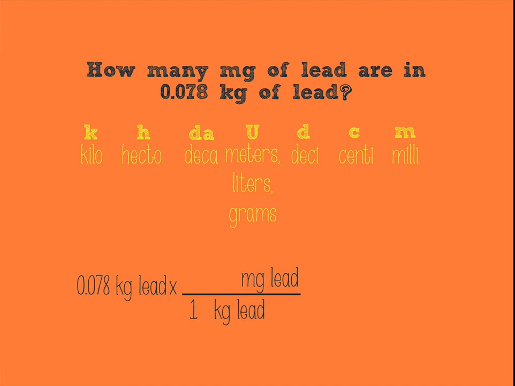So starting over at kilo, which is the largest, we're going to see how many times we have to move over to get to milli. Each time represents a factor of 10. So we have 10 times 10 times 10 times 10 times 10 times 10. So that is 1 million. Now you could simplify this by writing 10 to the 6, but for now I'm going to leave the 1 million there. The kilograms of lead have canceled, and all we're left with is our unit that we desire, which is milligrams of lead. So we just do 0.078 times 1 million, and we get 78,000 milligrams of lead.